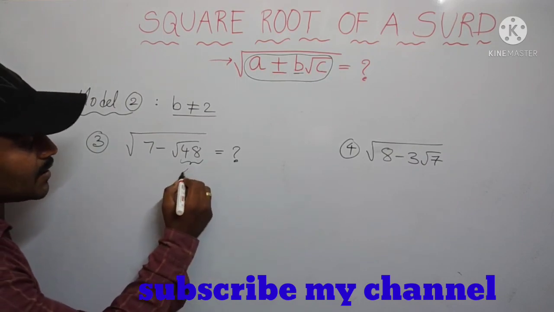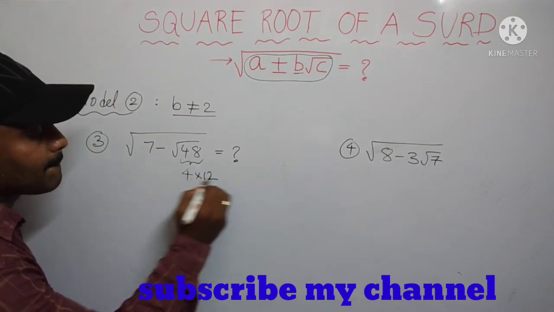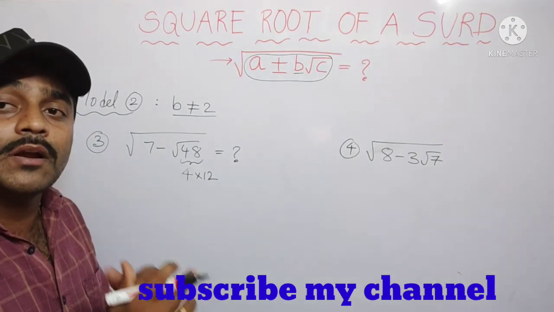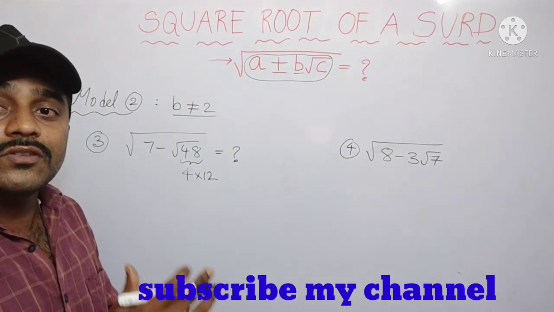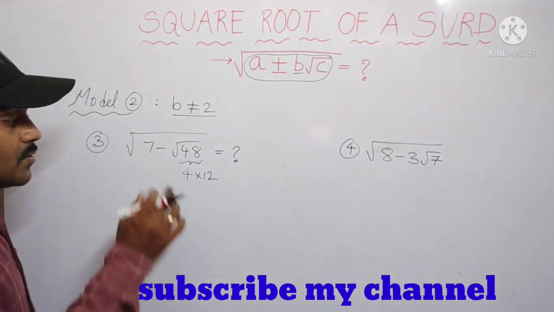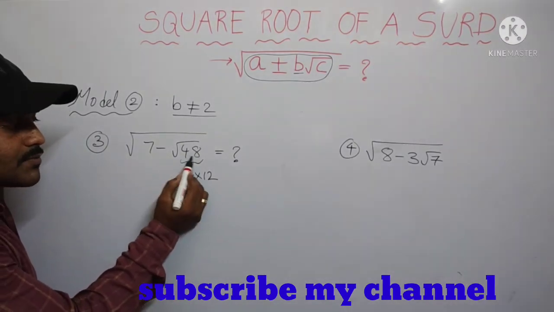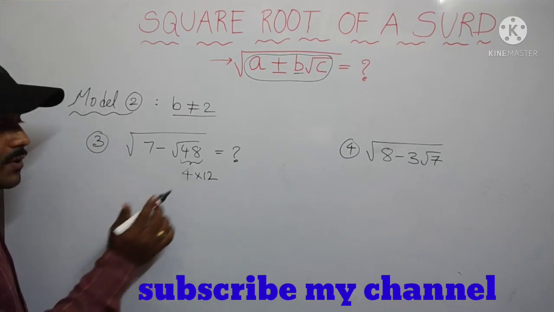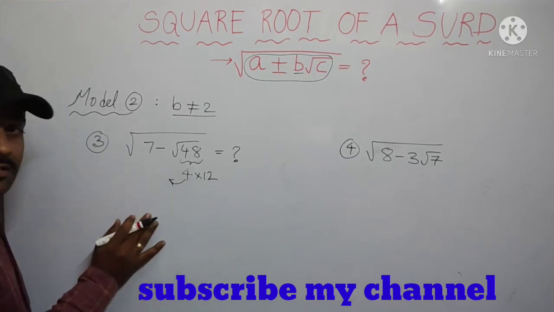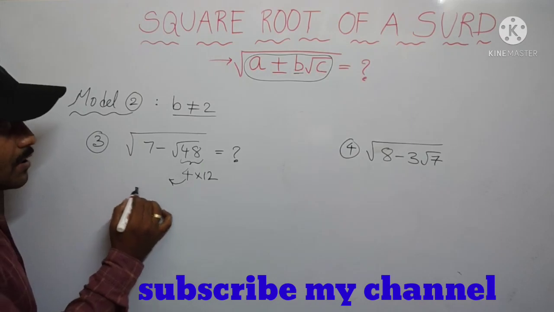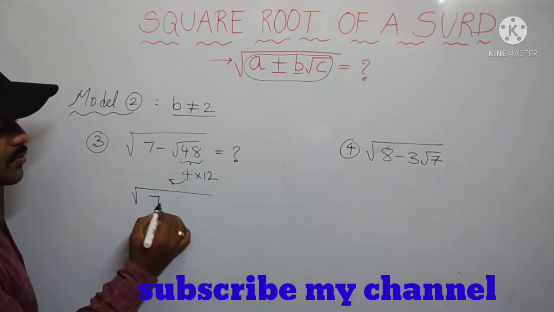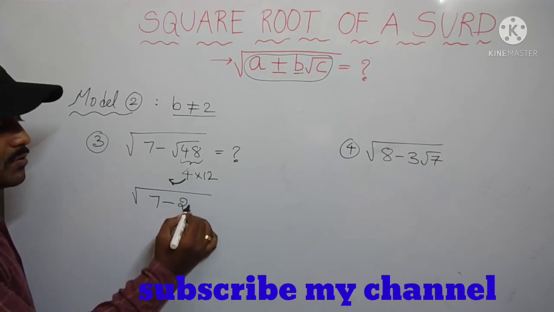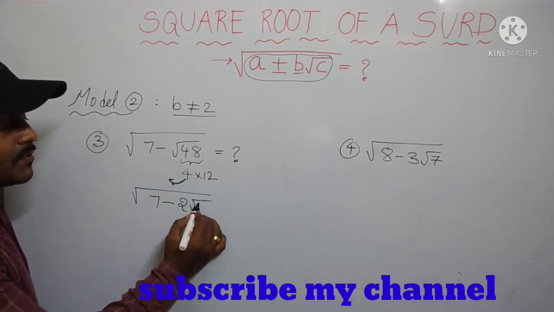So we can write this one as 4 into 12. If it is not a multiple of 4, then we have to multiply and divide with 2. But here, carefully, we can observe 48 is a multiple of 4, that is 4 into 12. So if this 4 comes outside, it will become 2. So the problem will turn like this: square root of 7 minus, this 4 I am bringing out, so it will get 2, so square root of 12 will come.